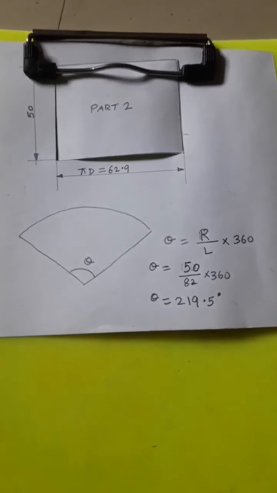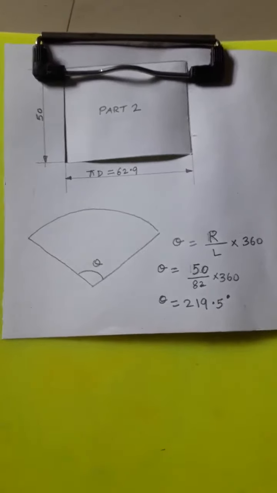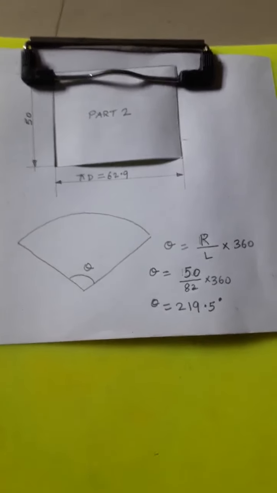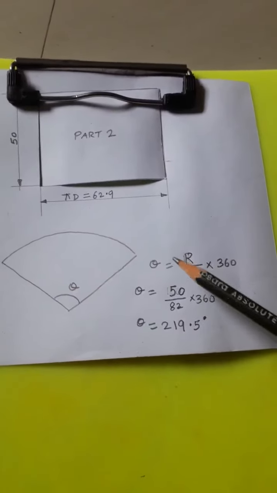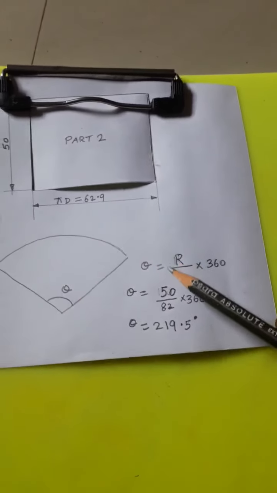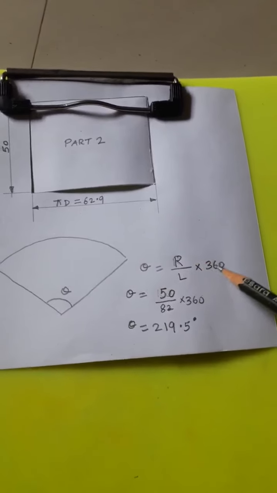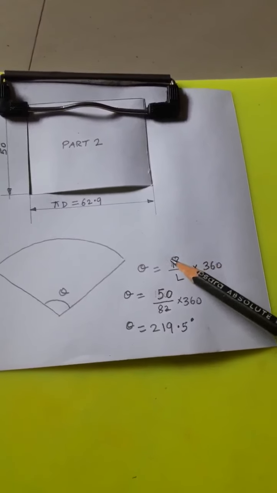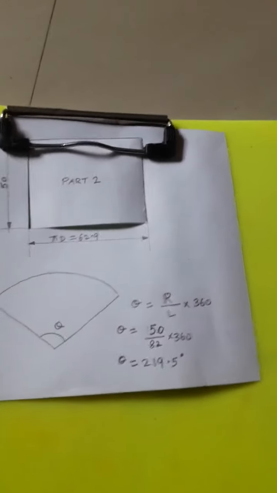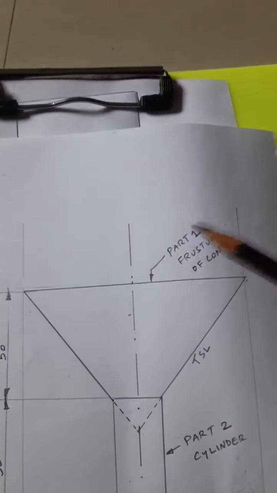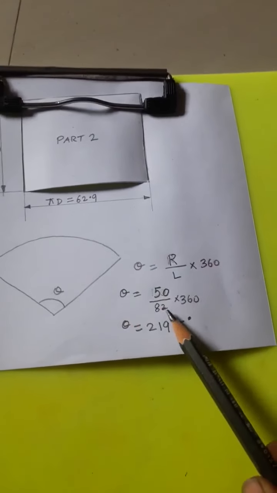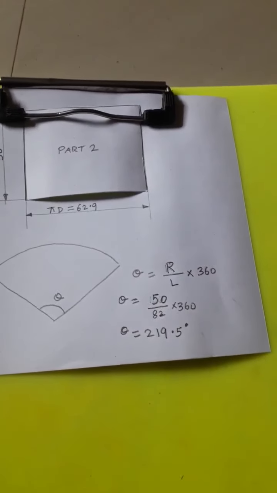So we know from earlier sections that if we develop a cone, we will get a sector of this kind, and that angle is theta. So how are we calculating this theta? This is the formula: theta is equal to R by L into 360. R is nothing but the base radius. In our case, the base diameter is 100 mm, so R is equal to 50, divided by L.